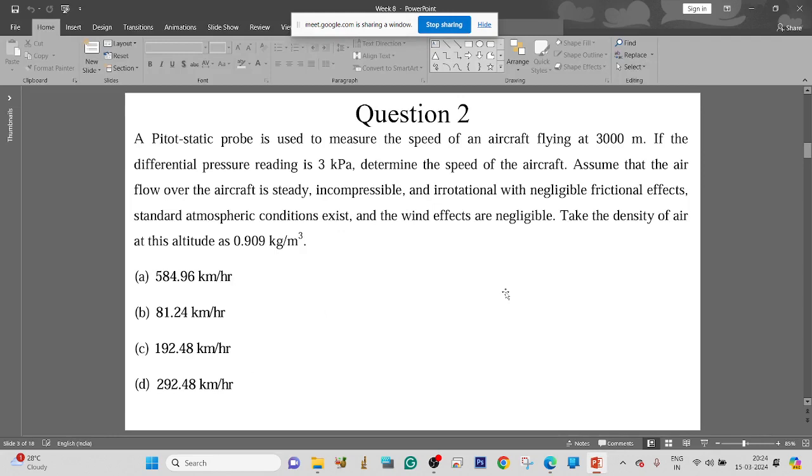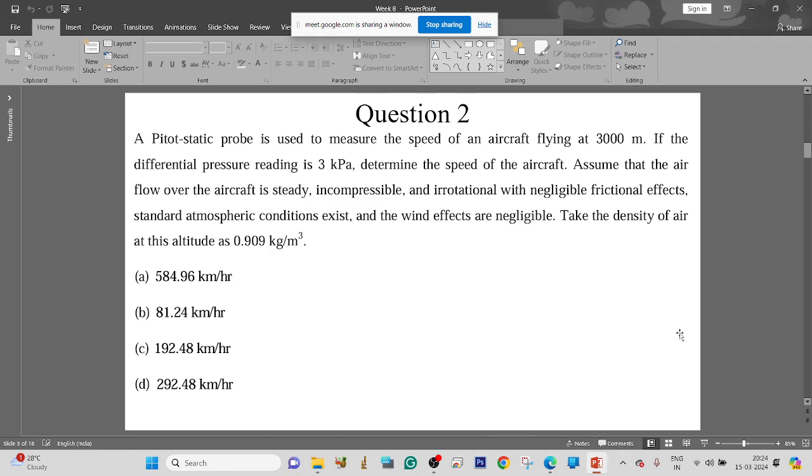A pitot static probe is used to measure the speed of an aircraft flying at 3000 meter. If the differential pressure reading is 3 kilopascal, determine the speed of the aircraft. Assume that the air flow over the aircraft is steady, incompressible, and irrotational with negligible frictional effects. Standard atmospheric condition exists and the wind effects are negligible. Take the density of the air at this altitude as 0.909 kg per meter cube.